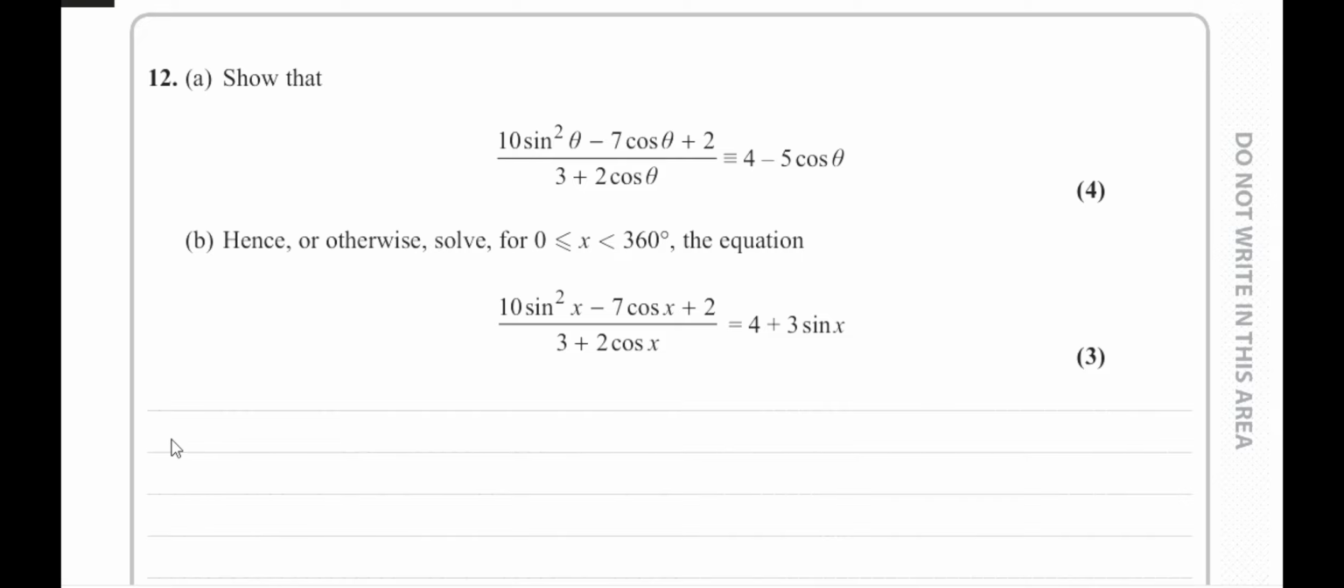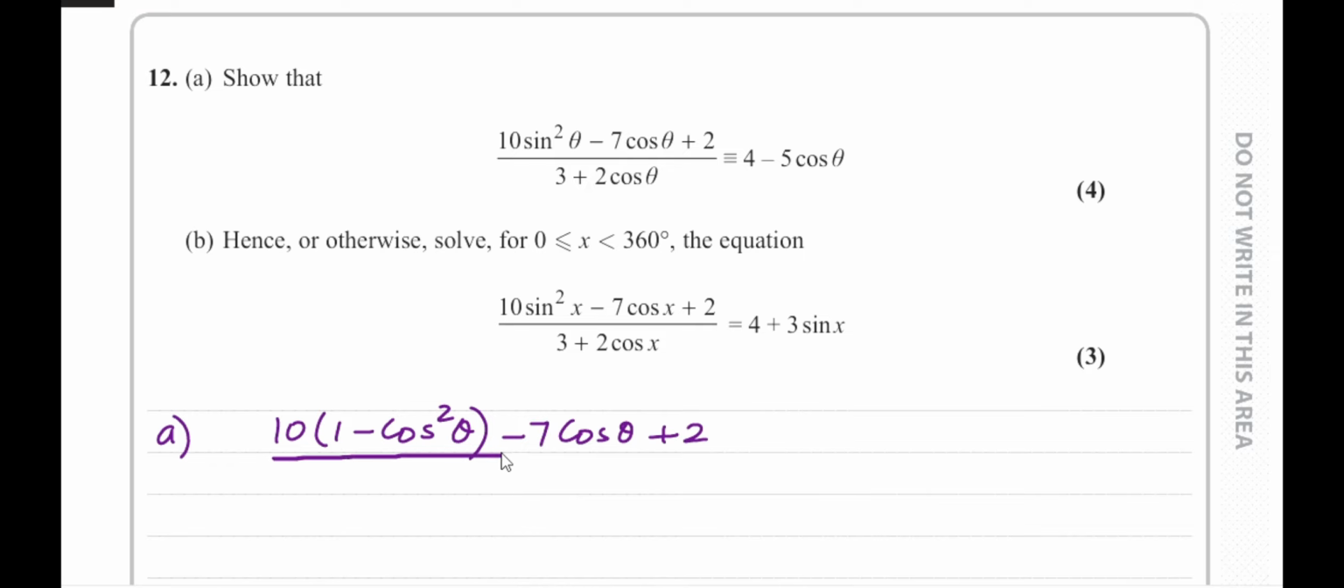Okay, so writing that, we can say 10 bracket 1 minus cos square theta minus 7 cos theta plus 2 all over 3 plus 2 cos theta. This is the starting point for us, the left hand side. We can't write the right hand side right away. You need to reach there by manipulating this.